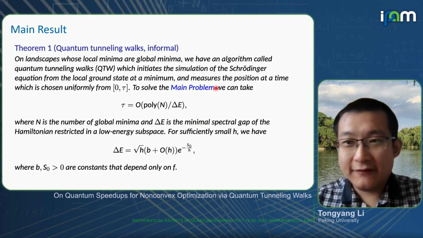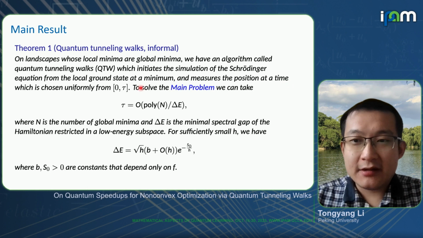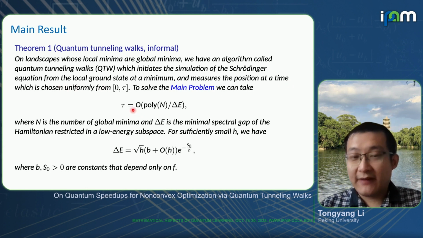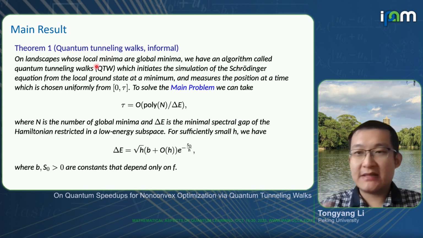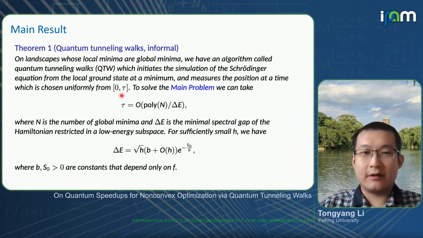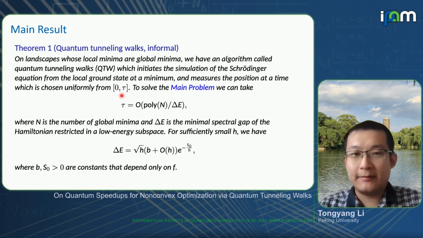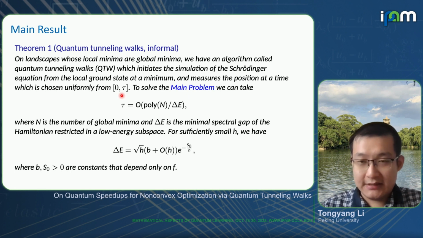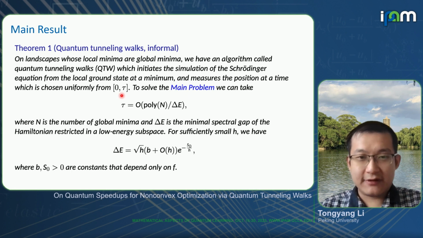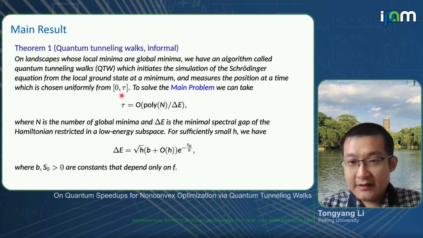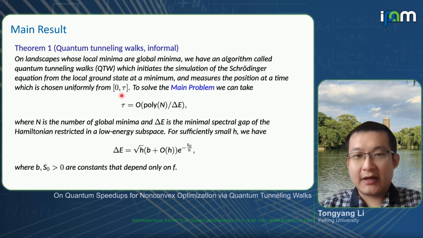For further explaining the question, in terms of the dynamics that we do, we have an upper bound of tau here, which is this polynomial of n divided by this delta E. And we sample a uniformly random time from the interval from 0 to tau. We pick such a time uniformly from this interval, we evolve the corresponding Schrödinger's equation for this time length, and then we do a measurement. The point is that if we do this dynamics, we have a non-trivial probability to find all the other local minima.